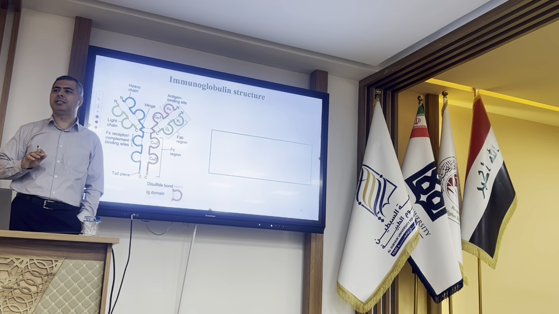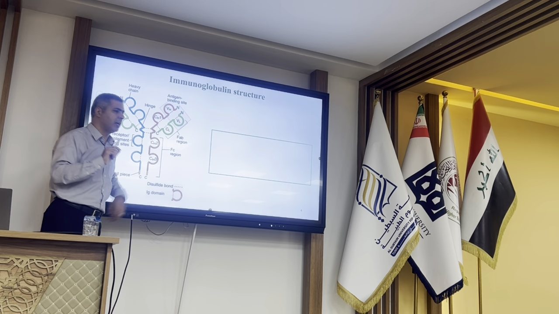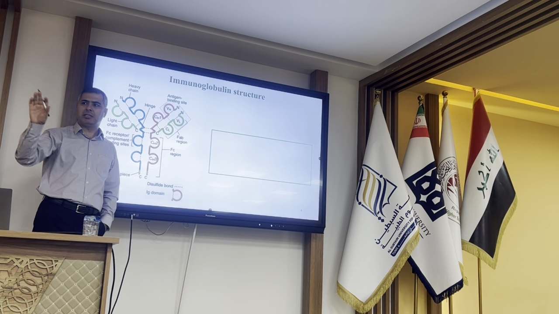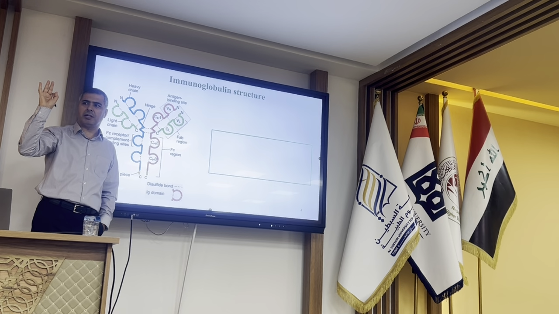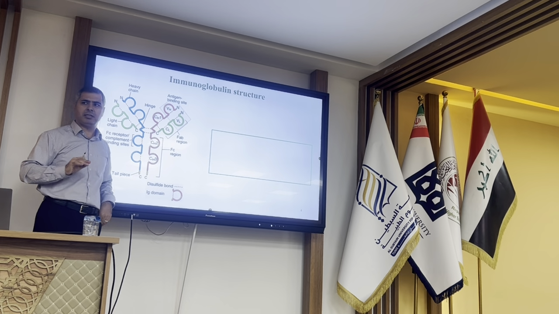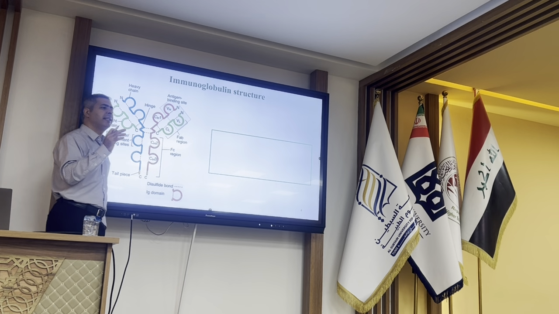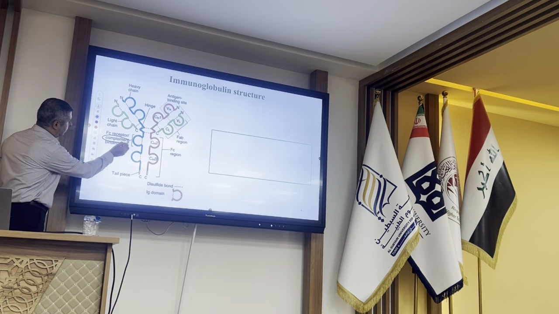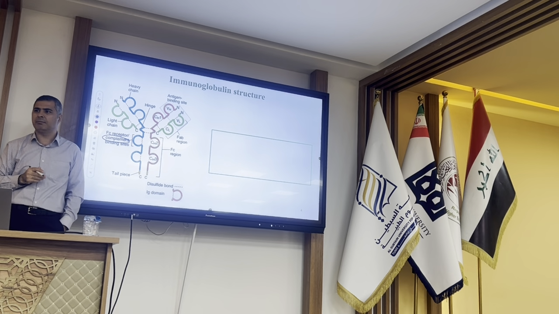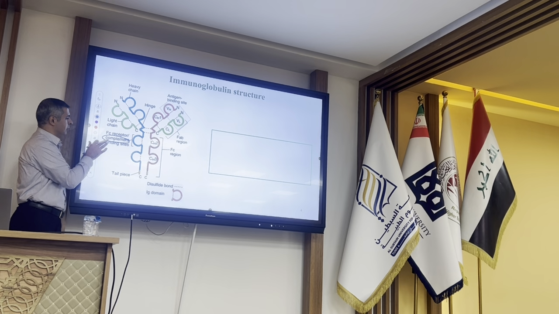One function of antibody, let me give you another example of the importance of the FC region. Until now, I have given you three importances of FC regions: one of them stability, another one opsonization, and this one. One function of antibody is activation of the complement system. Do you remember the complement system? The cascade of proteins. I'll talk about them tomorrow.